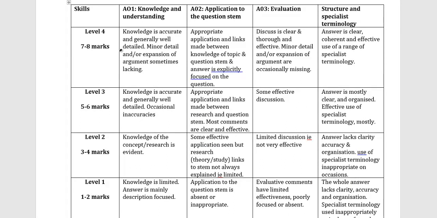Notice that in order to get level 4, so 7 or 8 marks, we need to make sure we've got lovely, accurate, detailed information. Okay, so sometimes they'll still give you access to level 4 with some detail missing, but you need to generally have very good detail for that. But also look at this, we need specialist terminology. That's what you're looking for.